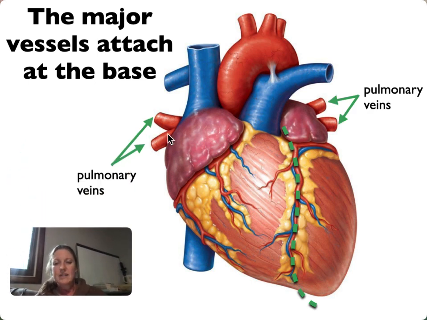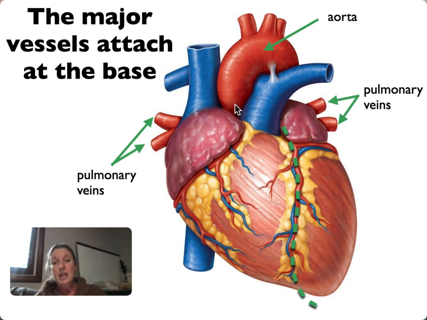So these little vessels are called the pulmonary veins. Pulmonary means lungs. And veins are the vessels that carry blood to the heart. They return the blood to the heart. So these pulmonary veins are bringing oxygen-rich blood from the lungs back to the heart so that it can be distributed throughout the body. The aorta is also carrying oxygen-rich blood.